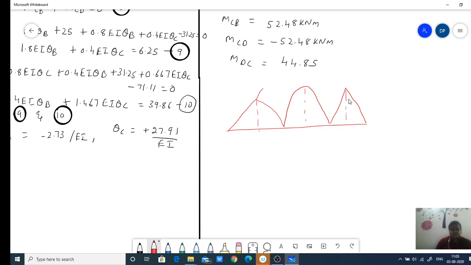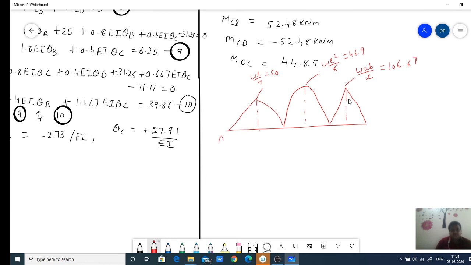If the formula is there, this will be WL by 4, and if you calculate, this will be 50, and this is WAB by L, and if you calculate this you will be getting 106.67, right? And here, this will be WL square by 8, and if you calculate this comes out to be 46.9. And to these values I need to add the values.